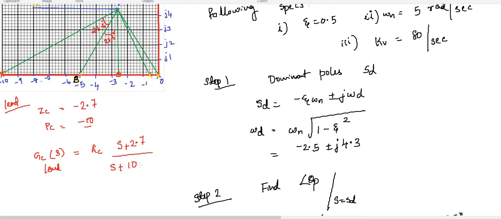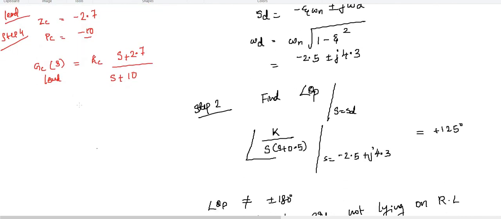Now step 4. We don't know the value of Kc, but in order to find the value of Kc we have to get the value of the open loop gain K. Our open loop plant has the transfer function Gp of s, equal to K divided by s into (s plus 0.5), and we don't know the value of K yet.